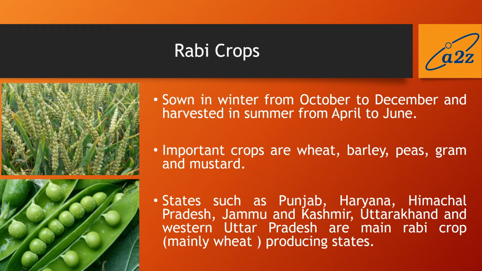Rabi crops are sown in winter from October to December and harvested in summer from April to June. Also, important crops of this season are wheat, barley, peas, gram and mustard. States such as Punjab, Haryana, Himachal Pradesh, Jammu and Kashmir, Uttarakhand and Western Uttar Pradesh are main Rabi crop producing states.